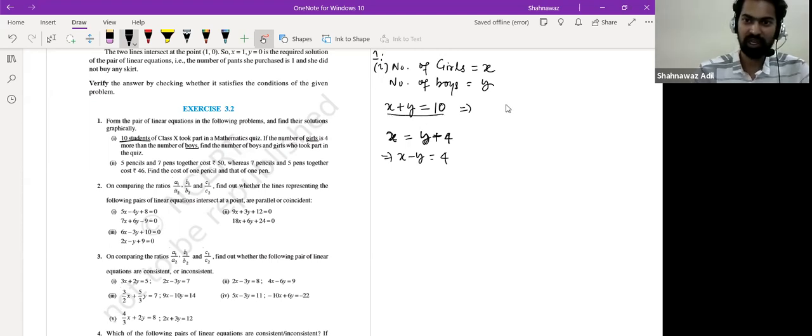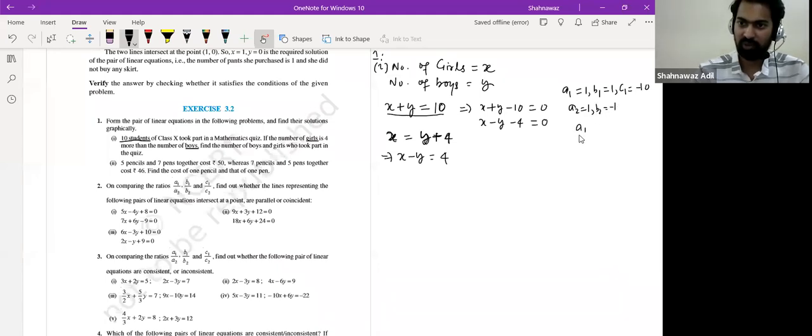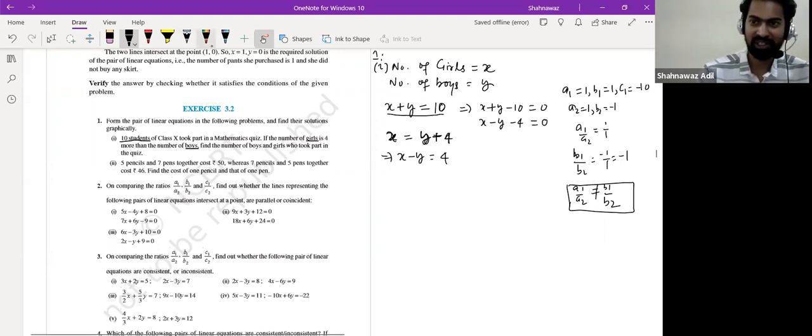So we know that x plus y minus 10 is 0, and x minus y minus 4 is 0, right? So a1 is 1, b1 is 1, c1 is minus 10, right? Yes, sir. And a2 is 1, b2 is minus 1. So a1 by a2 is 1 by 1, and b1 by b2 is minus 1 by 1. So this is minus 1, right? So a1 by a2 is not equal to b1 by b2, right? Yes, sir. So you already know the answer that this will be a unique solution. So the lines will be unique, intersecting, right? So you already know the answer. We have just cheated, right?